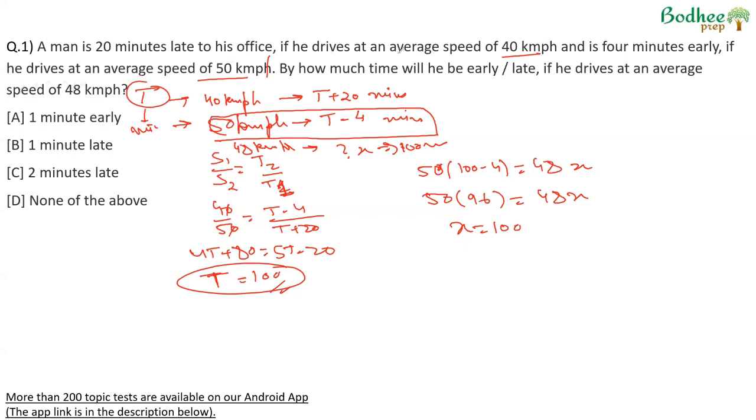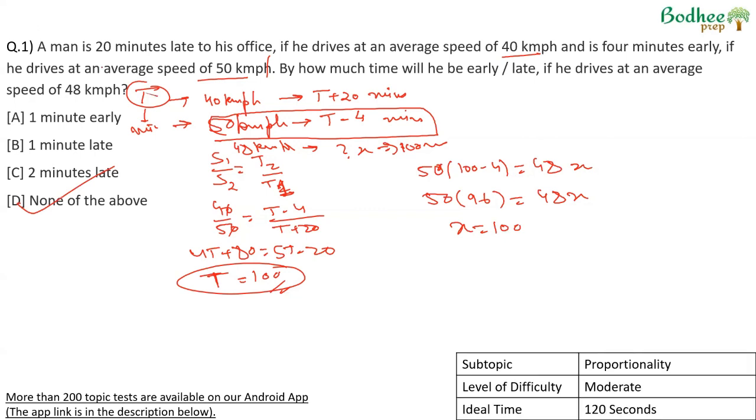So if he drives at the speed of 48, how much time will be early or late? None of the above. He will arrive exactly on time. Level of difficulty, let's say a moderate level of difficulty, solving time about 2 minutes.